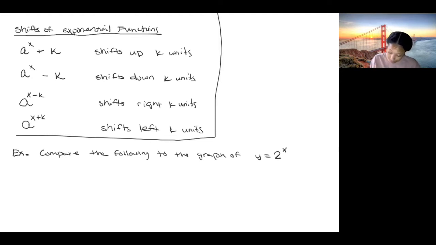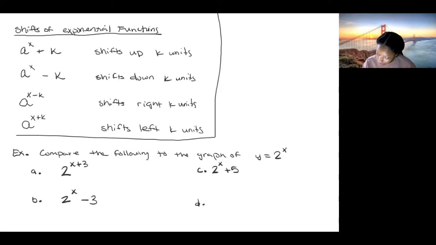We'll look at 4 things. First, 2 to the x plus 3 power. Second, we'll look at 2 to the x and minus 3 from the entire function. And then we'll look at 2 to the x power and plus 5 for the entire function. And then lastly, 2 to the x minus 1.